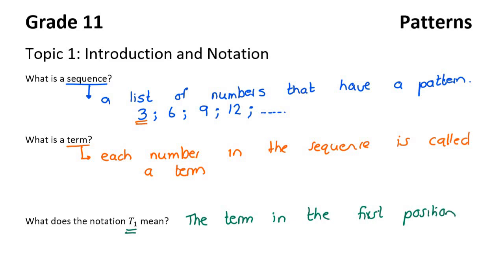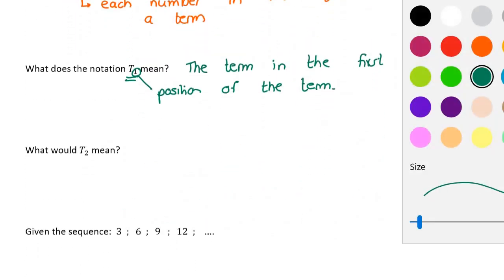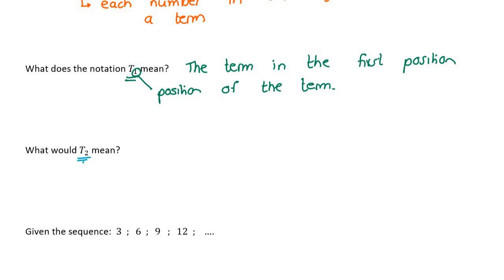So this subscript here, I'm sure you've heard that word before. You have a superscript, which is like an exponent, and a subscript is something you write below. This tells us the position of the term. Now when they say T1, they mean the value of the term in that position. So in this example, the first term, or T1, has a value of 3. We'll write that down in a second. Now our next question says, okay, so then what would T2 mean? Now T2 would simply be the value of the term in the second position.